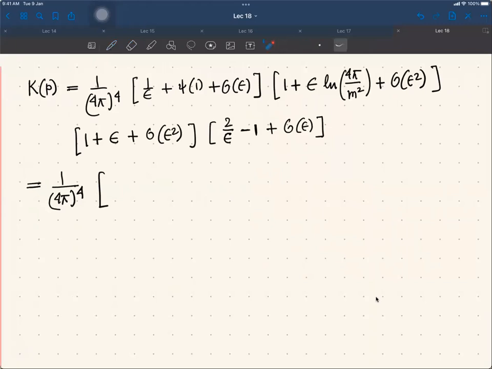So this 1 over epsilon times 1, 1, and 2 over epsilon will give the pole 2 over epsilon square. Then let's find out the 1 over epsilon term. So 1 over epsilon times 1 times 1 times minus 1. So it gives you minus 1.